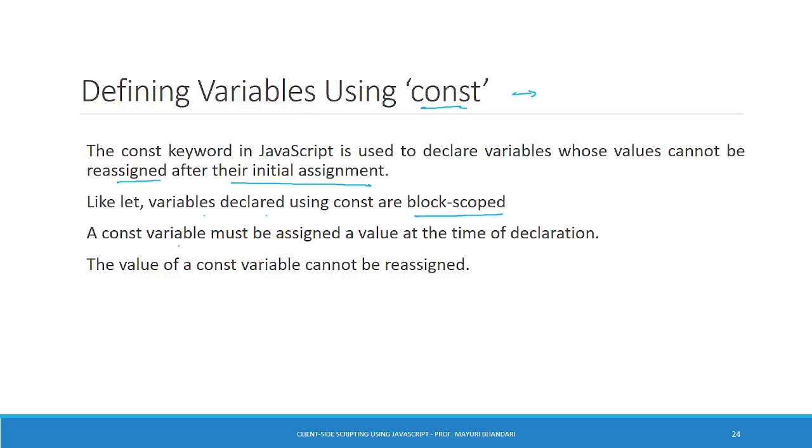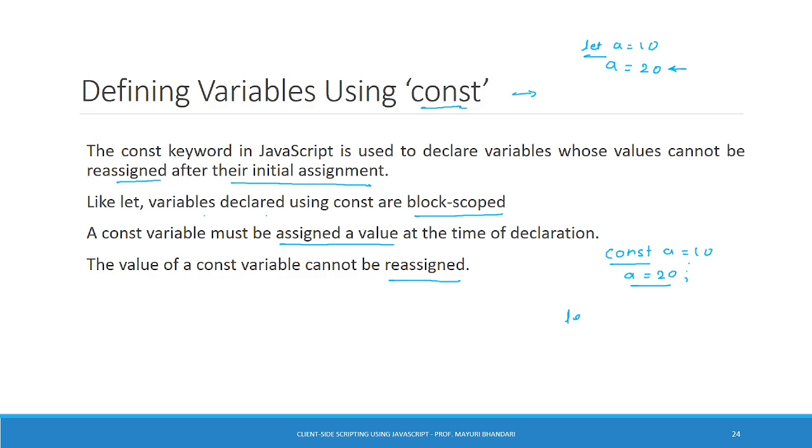When you create a const variable, it must be assigned a value. You cannot just keep it declared, you have to assign it some value. And the value of const variable cannot be reassigned. So if I say const a is equal to 10, after that I cannot say a equal to 20 because this is a const. Okay, instead if I have let a is equal to 10, I can do a is equal to 20 because variables defined using let can be reassigned, but variables declared using const cannot be reassigned.